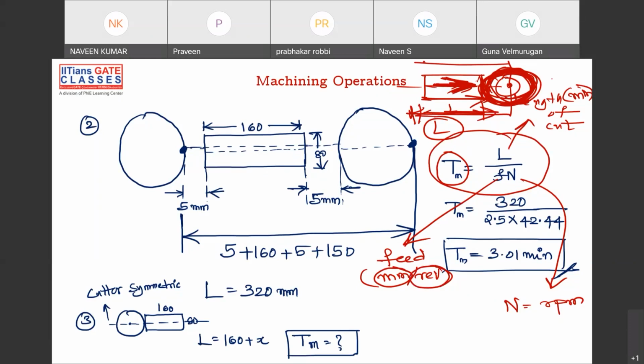And N is nothing but the RPM of the cutter, how many rotations it is making per minute. That is what is used. So if you see, it will be time only. Time is L by FN.